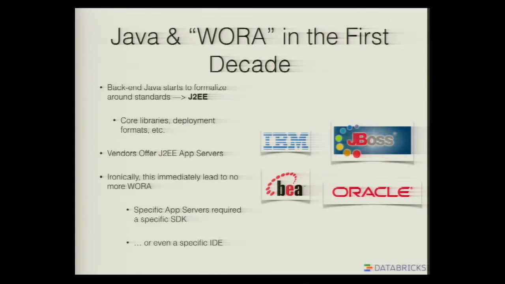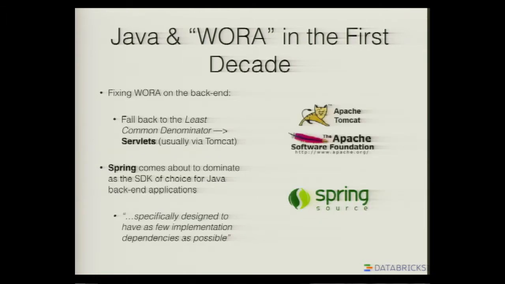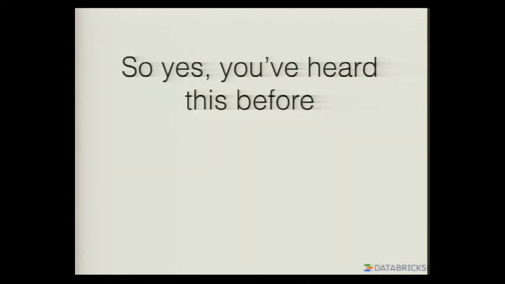But ironically, what happened was that each vendor created its own app server, which required basically its own SDK. And sometimes you actually had to use their IDE. And so we kind of lost the whole principles of write once, run anywhere. You basically had to write once for just that version of an app server. So what happened next was that basically everyone fell back to the least common denominator, which was a servlet container. The Spring framework proved to be very useful because basically it adhered to those original principles. Let's adopt one SDK, write to it, and then it's universally applicable. So anyway, we've seen this story before.